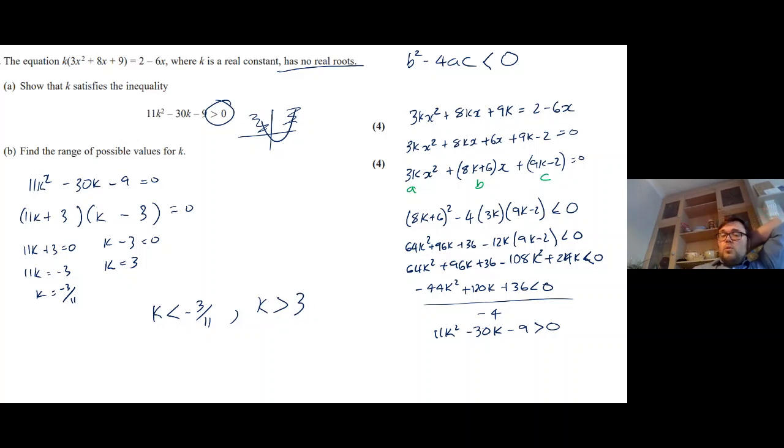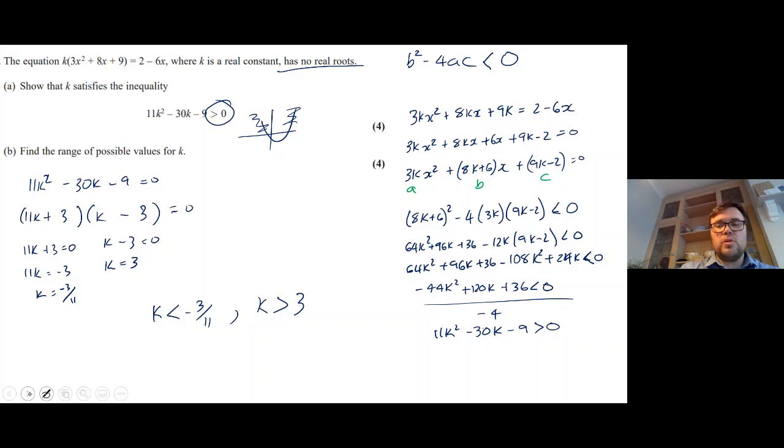It's a 4 marker, it's always a 4 marker. You get 2 marks for finding the critical values, so minus 3 over 11 and 3. And then you get 2 marks for correctly telling me the range of values. If I'd put "and" instead of "or", I'd have lost a mark. If I'd put "equal to", I'd have lost a mark. So be very careful. I'm going to do 1 more of those.